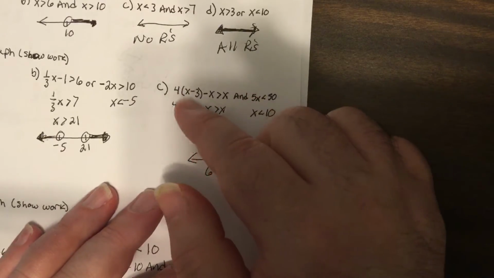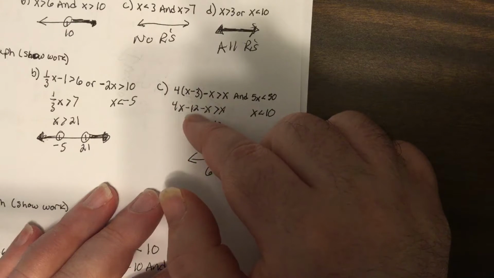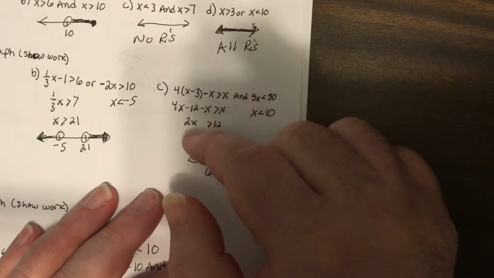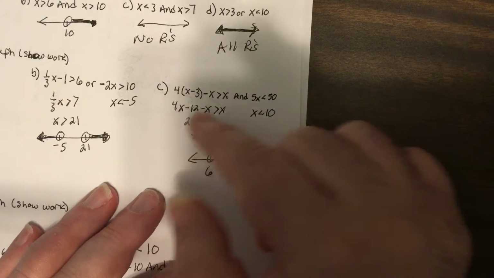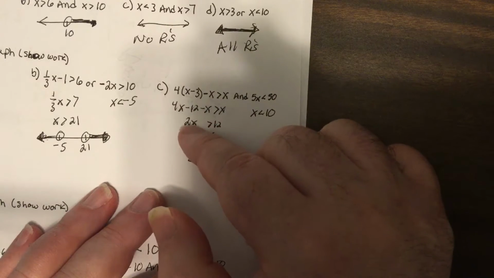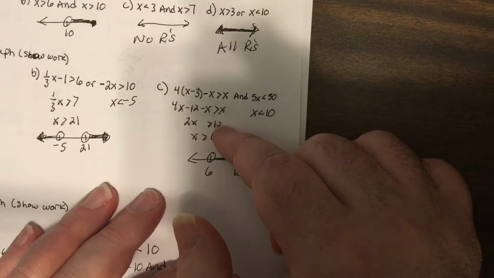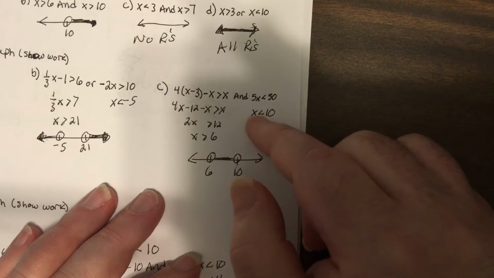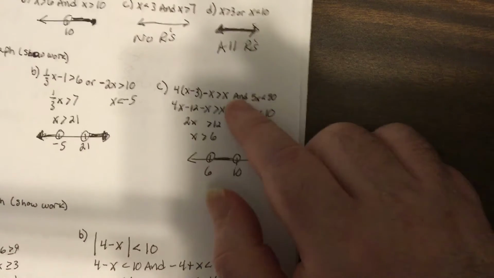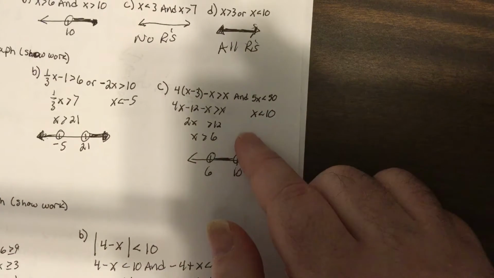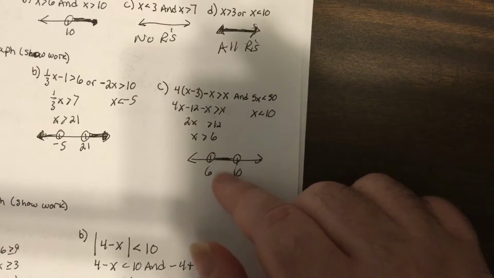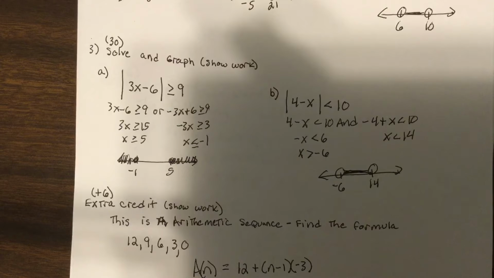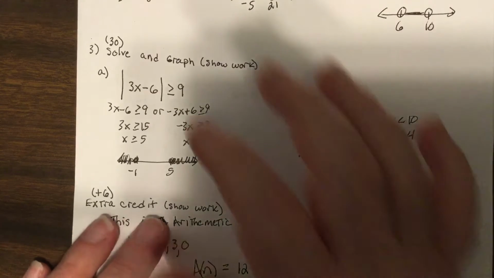This one, distribute the 4x minus 12. Combine it with the minus x, so you get 3x. Subtract x, so it's 2x. Add 12 to both sides, divide by 2. This one, divide by 5, you get x is less than 10. It's and, so it's all the numbers bigger than 6, but at the same time smaller than 10, so it's between the two.